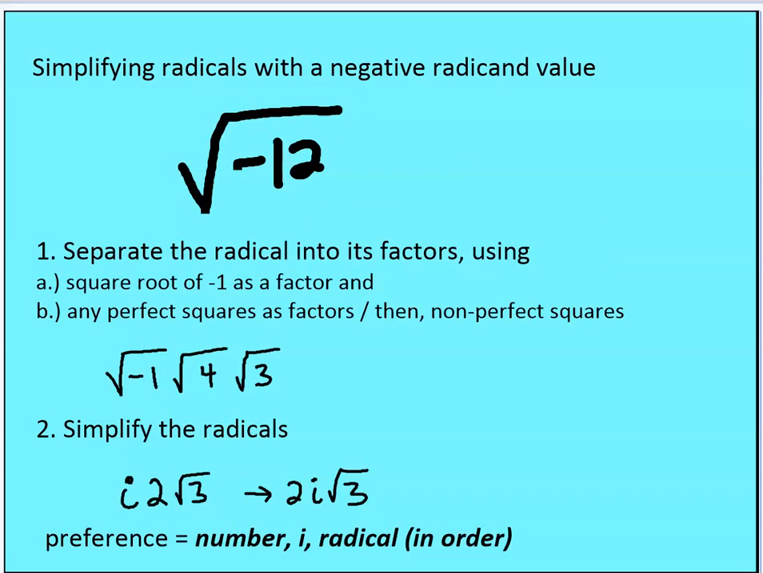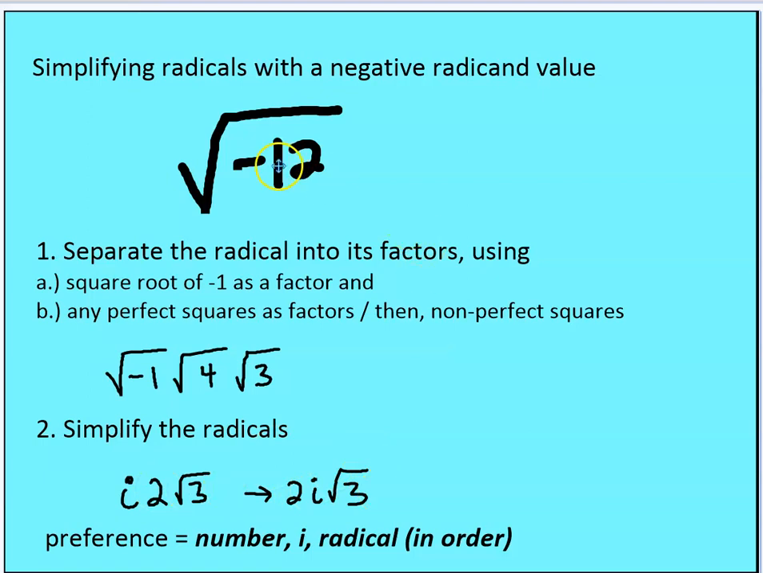All right, so simplifying radicals with a negative radicand value. First, we want to separate the radical into its factors using the square root of negative 1 as a factor, then any perfect squares as factors, like 4, and then non-perfect squares. So we have the square root of negative 1, a perfect square, and a non-perfect square, and we end up with i times 2 times root 3. It doesn't matter what order i and 2 come in, but my preference is that you write the number, then i, and then the radical, in order.